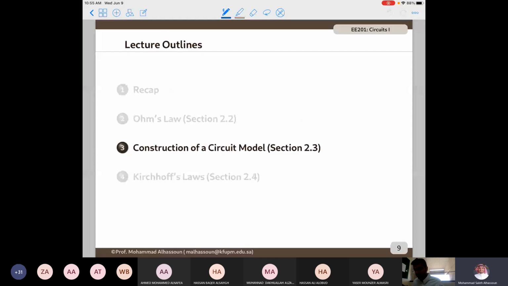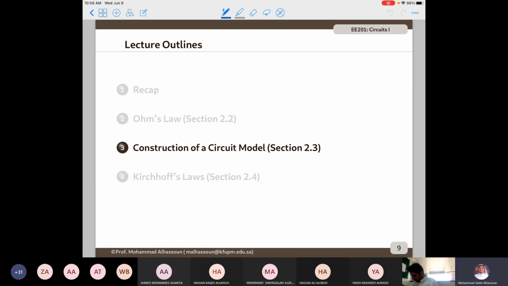Okay. So let's move on to the questions. Ziad, Aziz. Okay, good. So let's move on to the second part in this lecture, which is about construction of a circuit model. Talal, yes.